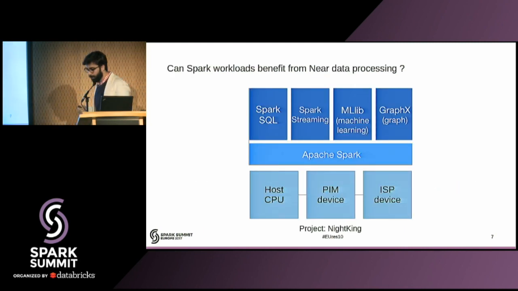So that's really the question that I'm trying to answer: can Spark workloads benefit from such kind of architectures? So you have this whole Spark runtime system, and then you have a host CPU, which is connected with a PIM device, and also connected with the in-storage device as well. So what you're doing is that in the current existing servers, you are just putting some kind of compute units inside either the hard drives or the SSDs, and also inside the DRAM. And then the question is, can these workloads benefit from this kind of servers or not?